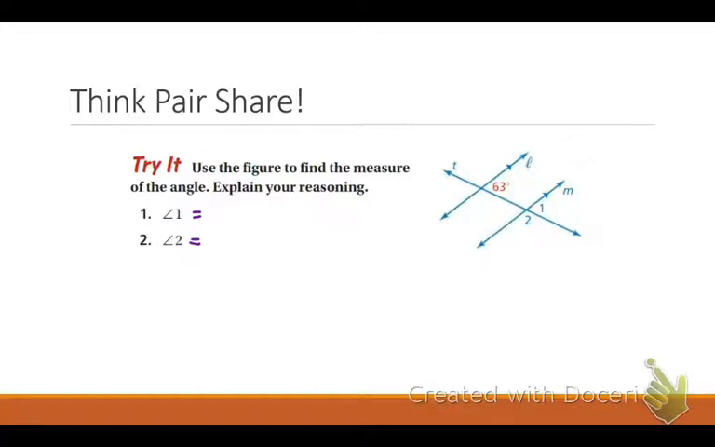Angle 1 is 63 degrees because it corresponds with the given angle measure. It corresponds. It's in the same exact location. Can anybody give me angle 2? Come on, I know somebody knows it. Jada. 117. How did you figure out 117?